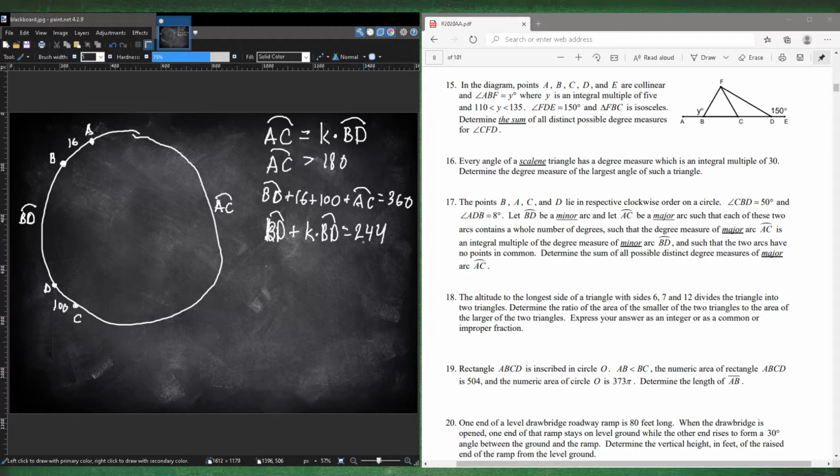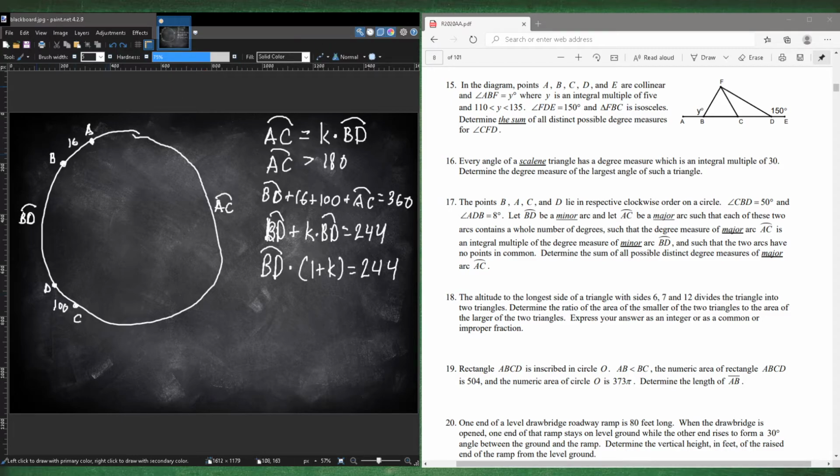Okay, and we know that these side lengths have to be integers. So let's just factor out our BD times, and then this is 1 plus K, right? So this has to be an integer, and K has to be an integer because it has to be a scaling factor for an integral multiple. So basically this integer multiplied by an integer is 244. So all we have to look for is the factors of 244.